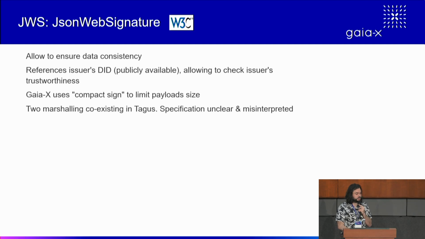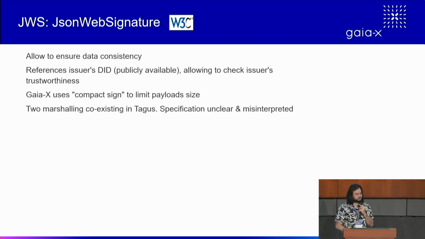In Gaia-X, we use a compact sign that allows us to limit the size of your payload because the JSON web signature can embed the whole payload or not, and we chose to go for the shorter version to limit the amount of data that will go through the network.